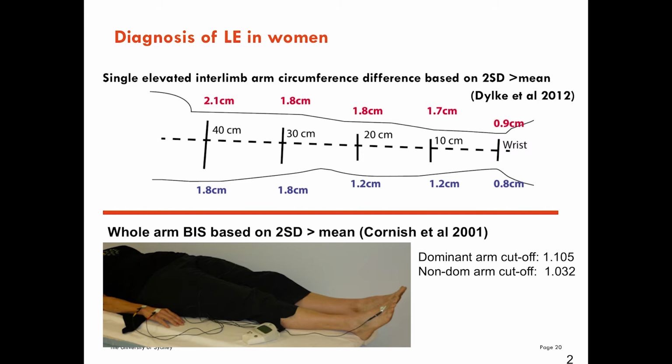single circumference measure that was the best indicator, the least sophisticated tool of all, but it's focal, it's localized, as long as you're applying, where it is on the limb, the appropriate threshold. And whole arm BIS, again, normatively based, was useful for detecting lymphedema. The single circumference measure had a higher likelihood ratio than the whole arm one. It's more specific.